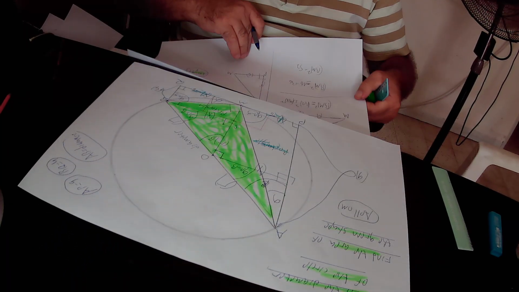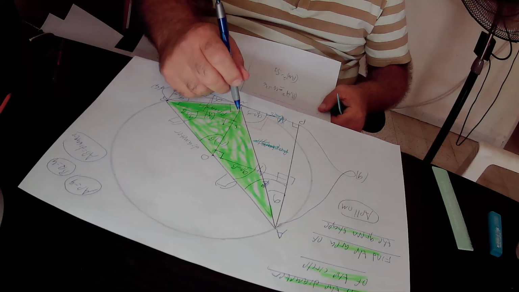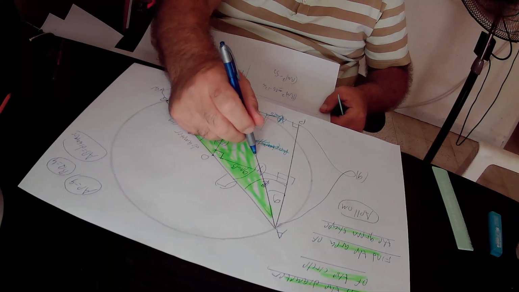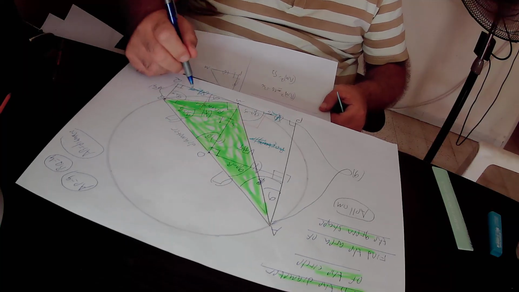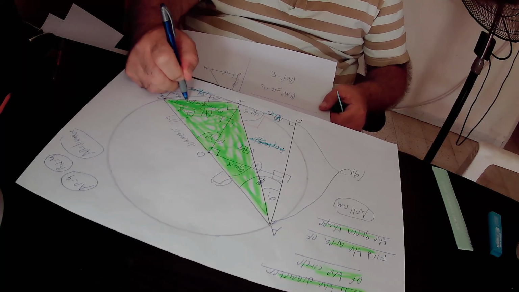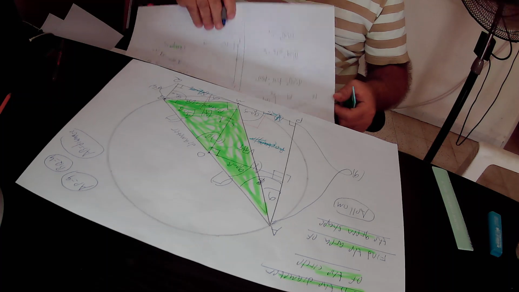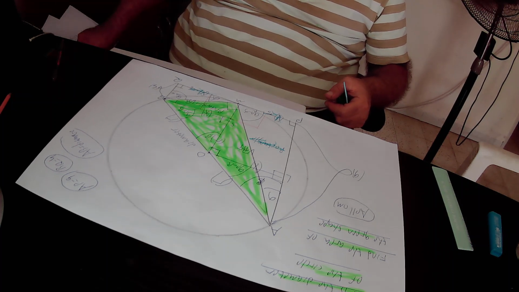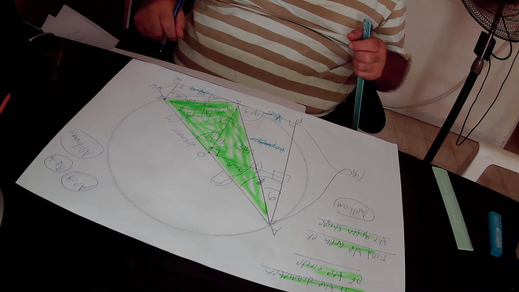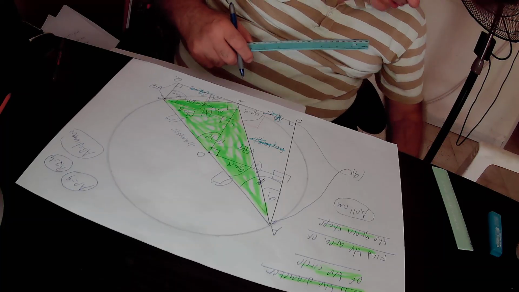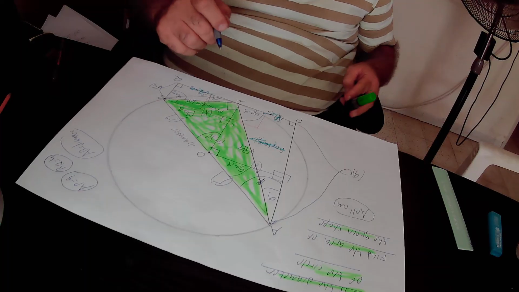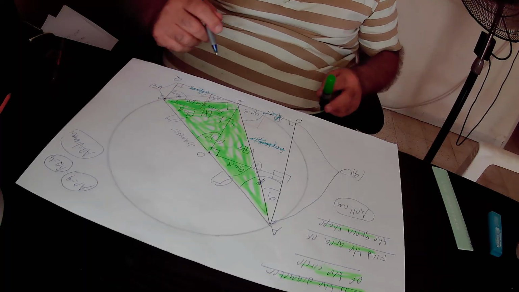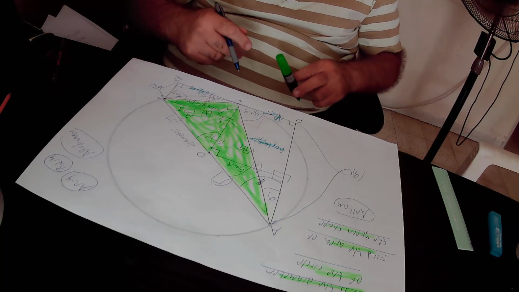So AM equals the square root of 117 and MB equals the square root of 52. Our task is to find the area of the green shape. Actually, the green shape is triangle AMB, so we have to find the area of the green triangle AMB.